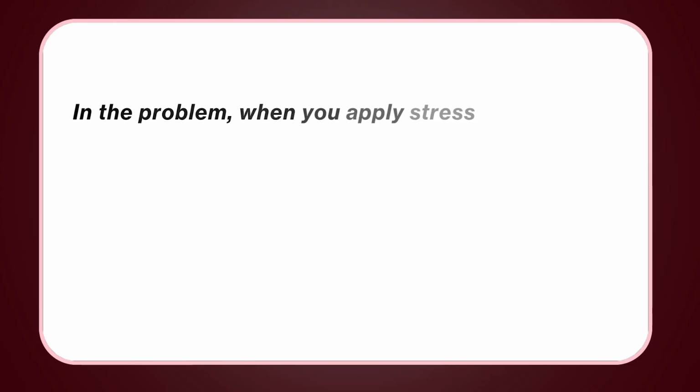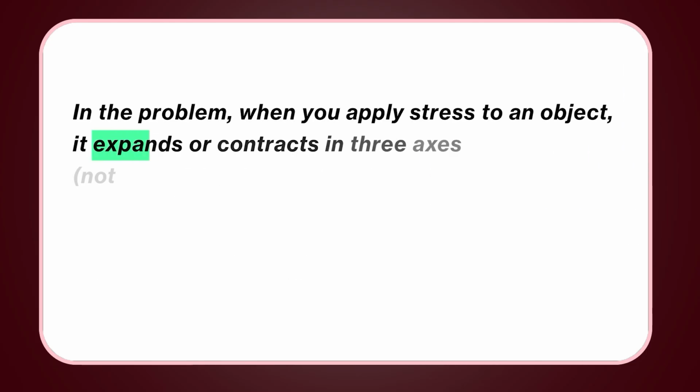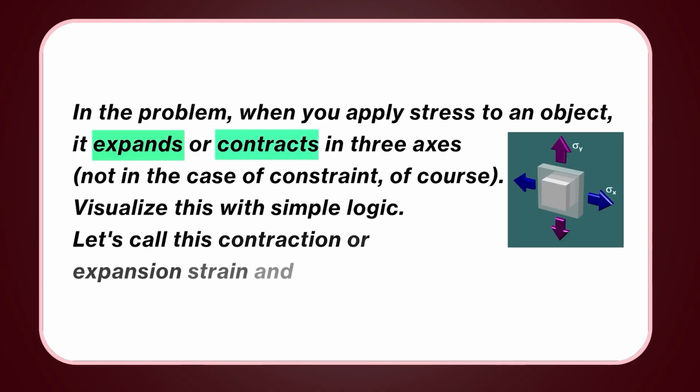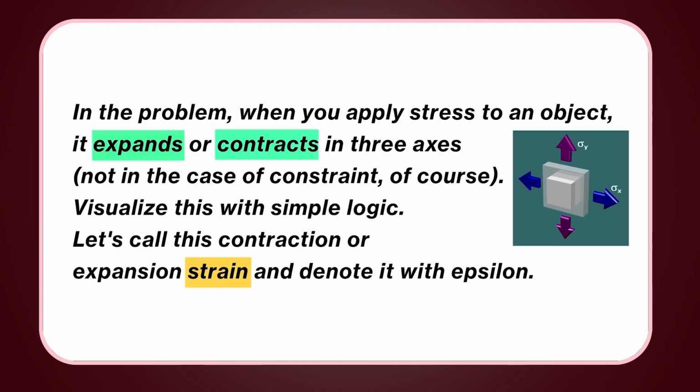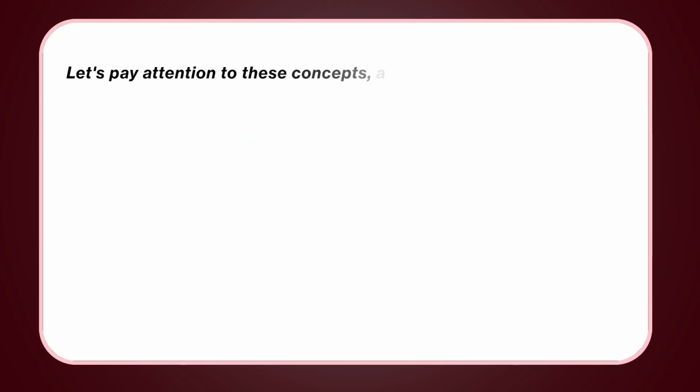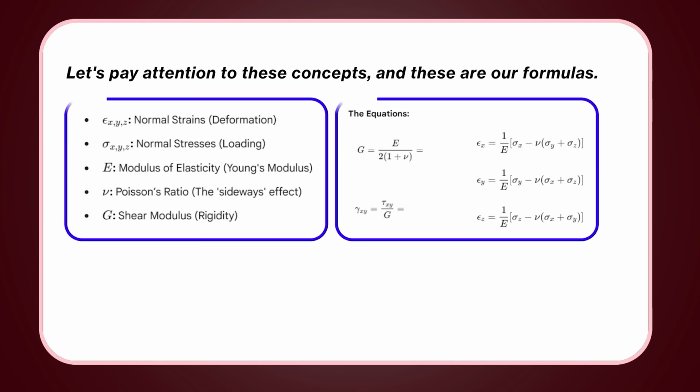In the problem, when you apply stress to an object, it expands or contracts in 3 axes. Not in the case of constraint, of course. Visualize this with simple logic. Let's call this contraction or expansion strain and denote it with epsilon. Let's pay attention to these concepts, and these are our formulas.